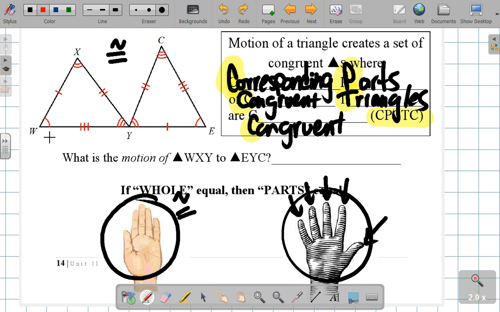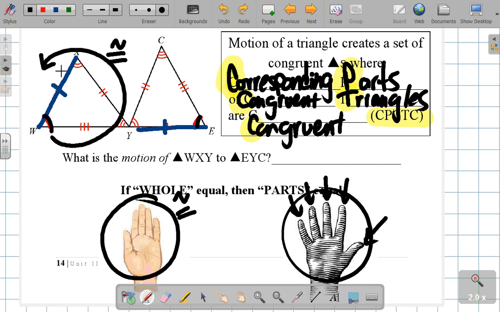Corresponding parts. That means if these triangles are equal, then this angle W is congruent to angle E. And this side, WX, is congruent to this side, EY, etc. So if the whole triangle is equal, the parts are equal. And the motion from left to right, you need to identify. You see the one sweep here, and then the one sweep here. This was a counterclockwise rotation to match up those W's. Just write the word rotation, that's sufficient.